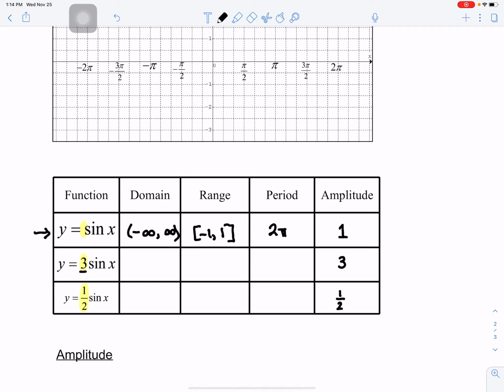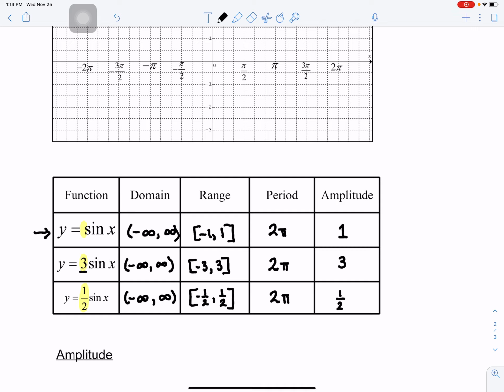Now, when I put a 3 here, it's like doing a vertical stretch by a factor of 3, so my domain doesn't change because vertical stretches don't affect the x-coordinates, but my range is like y-coordinates, so I'm going to multiply my y-coordinates by 3. So my new range would be -3 to 3. And then again, a vertical stretch by a factor of 3 doesn't affect my period. Same idea for the 1/2: domain and period stay identical. But my range is going to go from -1/2 to +1/2.